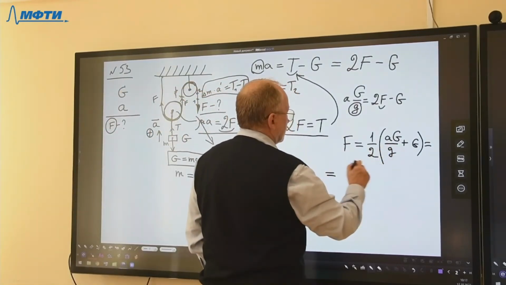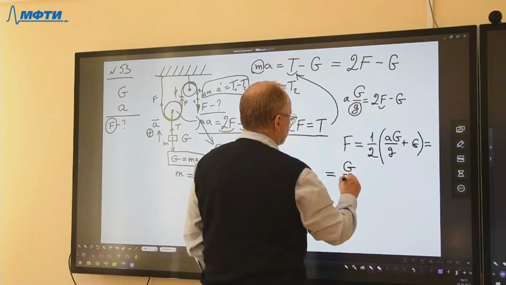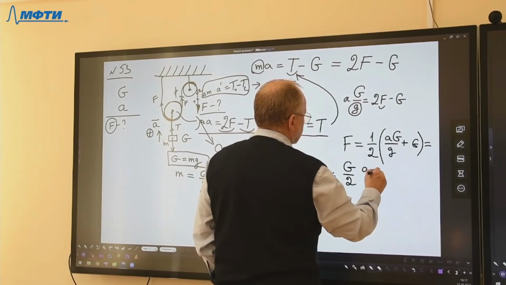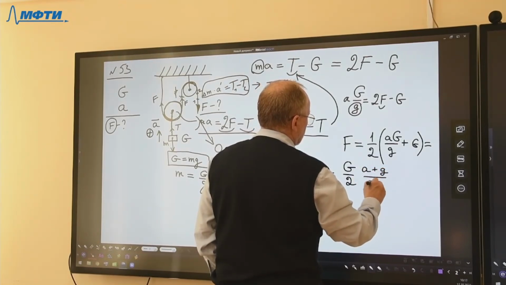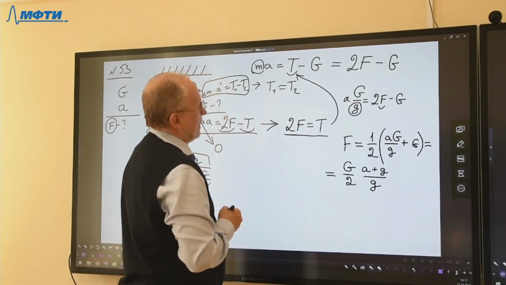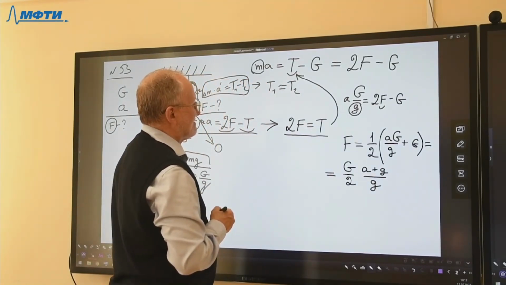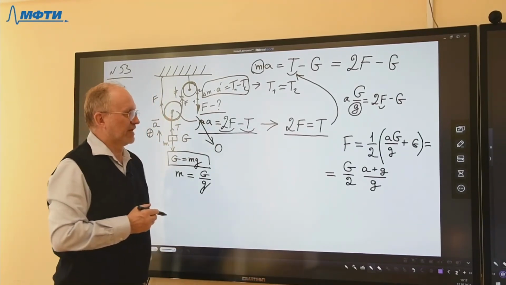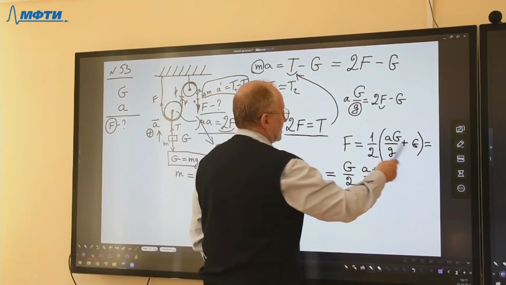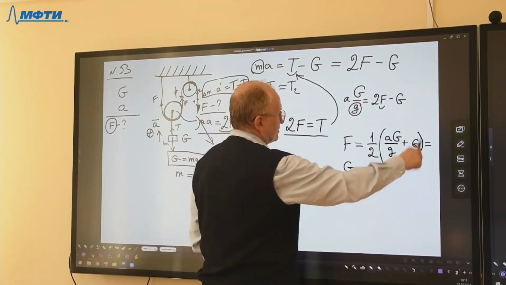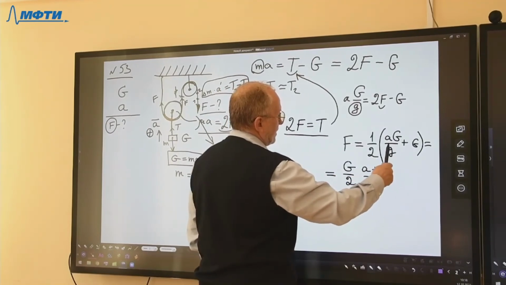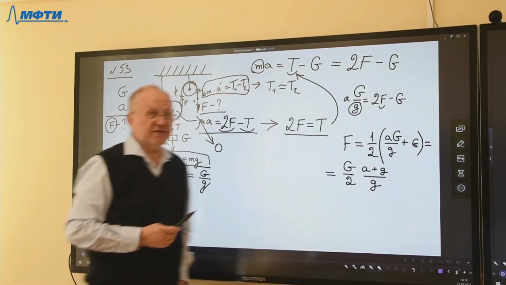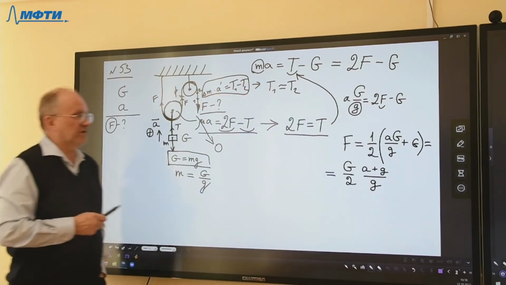That's it. We can put it as capital G divided by 2 times A plus small g divided by G. A simple algebraic transformation. We take capital G divided by 2, and in the round brackets, you will have A plus acceleration of free fall g divided by G. That's it. We have found the final answer.